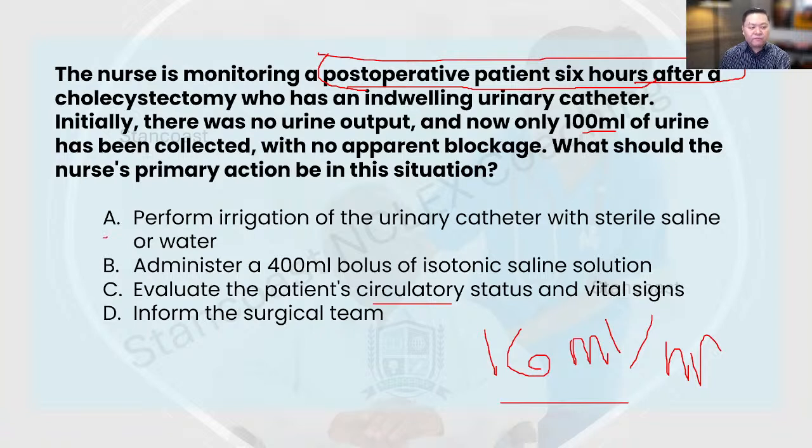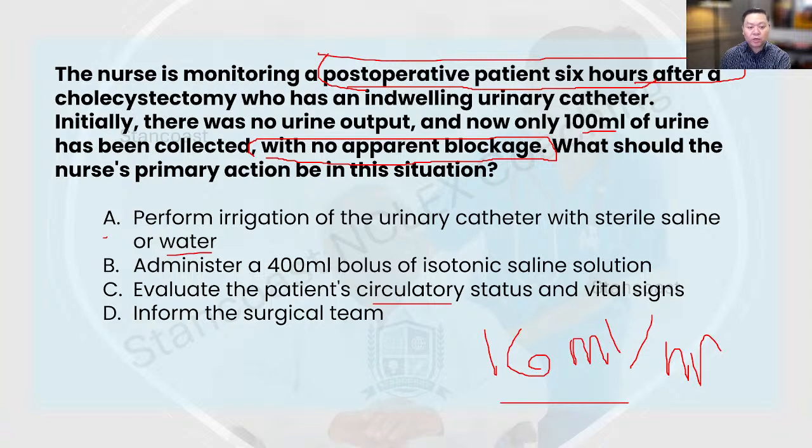What about letter A? Perform irrigation of the urinary catheter with sterile saline or water. Well, go back into the situation. It said with no apparent blockage. And if you had answered letter A, this is something that actually would require a doctor's order to flush the urinary catheter. You're not supposed to do it independently without an order, because when you are flushing the urinary catheter, what you're actually doing is disconnecting the urinary catheter from the drainage system.